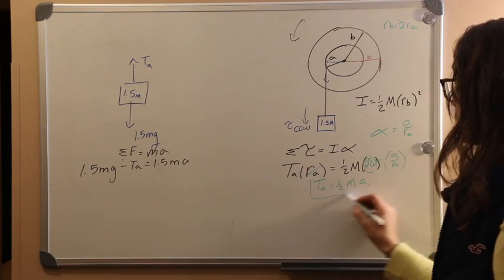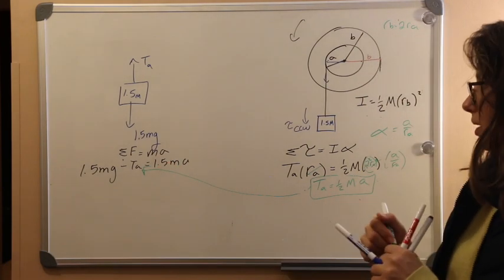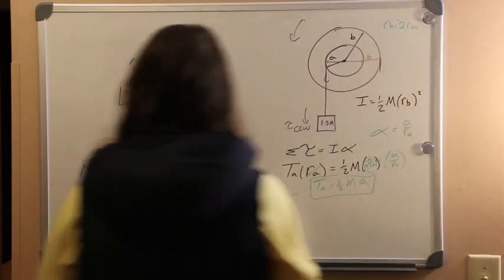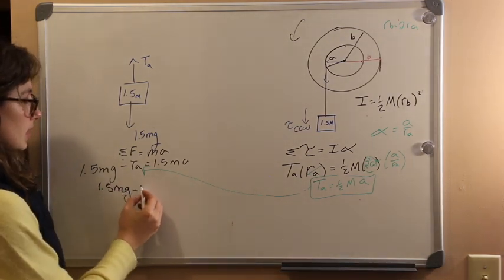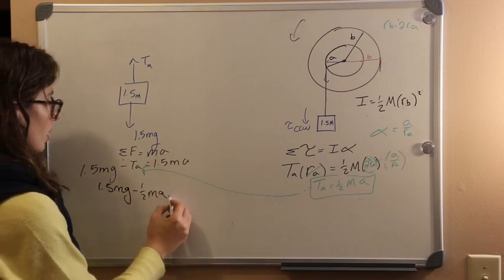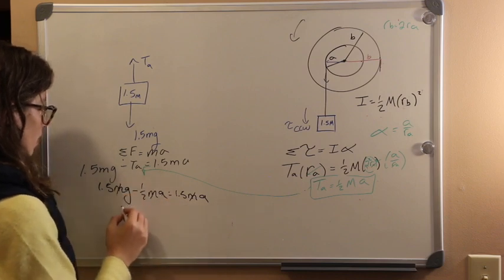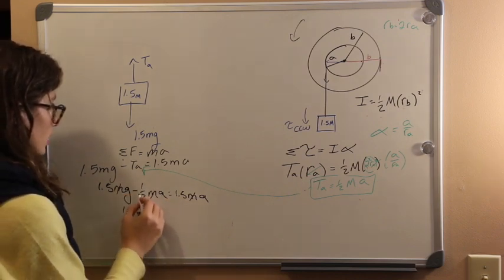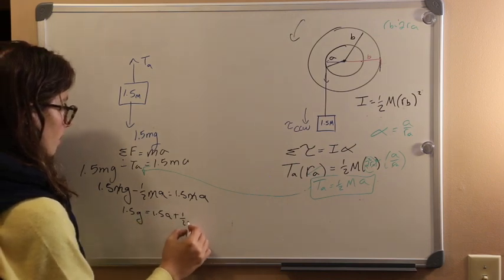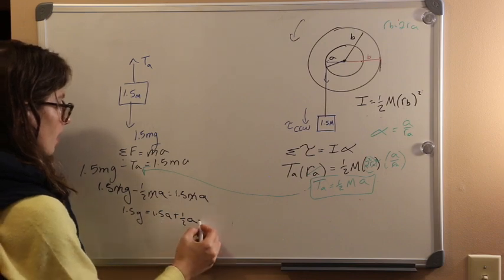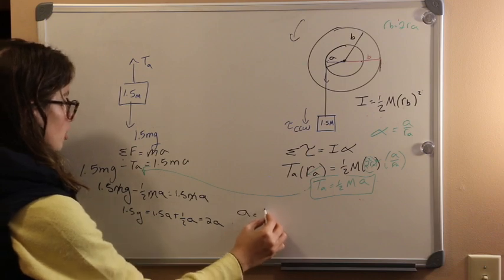Let's take this simplified expression and plug it in right here. So then over here we're going to have 1.5 mg minus, instead of T, half ma, equals 1.5 ma. Let's cancel the m's. 1.5 g. Let's add the half a to the other side. 1.5 a plus half a. 1.5 plus half, that's 2a. So now we can solve and we can find that acceleration is going to be 1.5 g over 2.